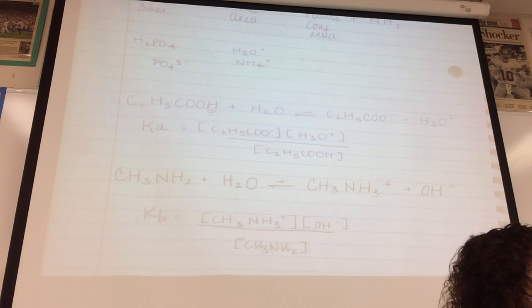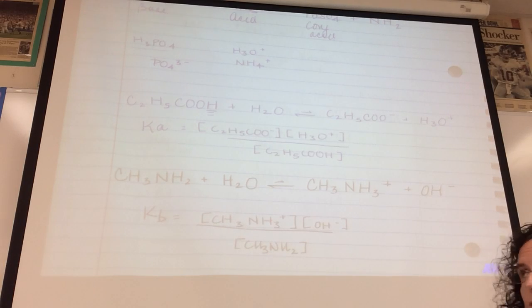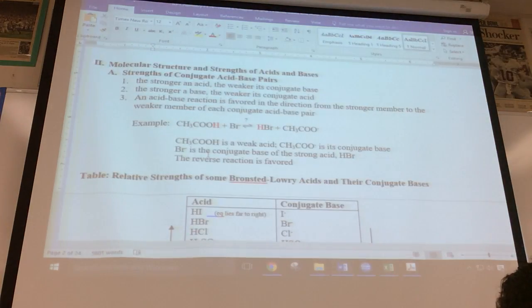We're going to look briefly at how molecular structure affects acid and base strength. We're not going to harp on much of this because I don't think it's going to come into play that much, except one aspect. All right, this could come into play. The stronger the acid, the weaker its conjugate base. The stronger the base, the weaker its conjugate acid.